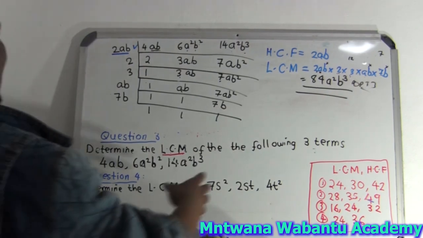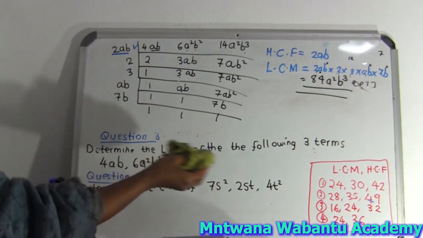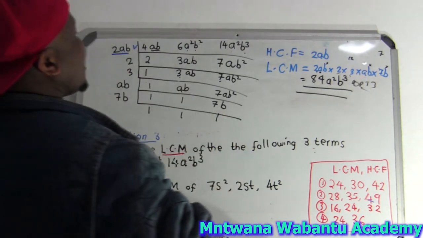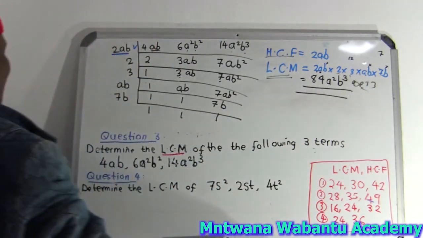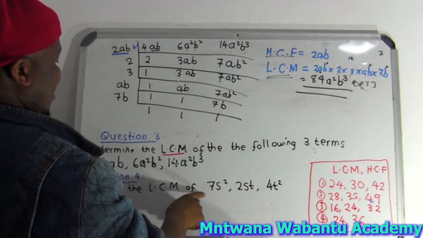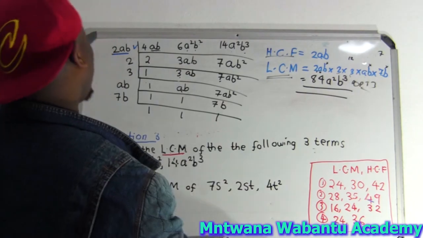Okay, now let's go for the last one. For the last one, they say find the LCM of, and this is the highest common factor, but in the question they say find the LCM, which is that one. Now the LCM of 7a squared s, 2, and so on.